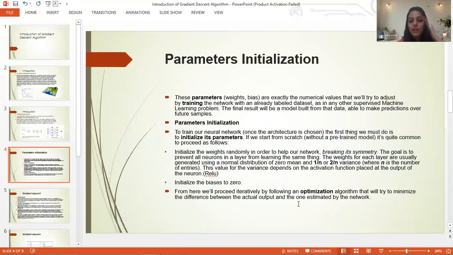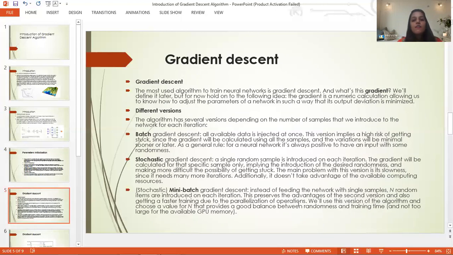From here, we will proceed iteratively by following the optimization, because gradient descent is the optimization algorithm that will try to minimize the difference between the actual output and the estimated, or to say desired, output. Okay, so gradient descent is our most used algorithm to train the neural network. What is this gradient? We will define it later, but for now, hold to the following idea: the gradient is a numerical calculation allowing us to know how to adjust parameters in the network to get our desired output in minimum derivation, because if derivation goes on, then computation also goes on, the time complexity increases and the performance of the model decreases, right?